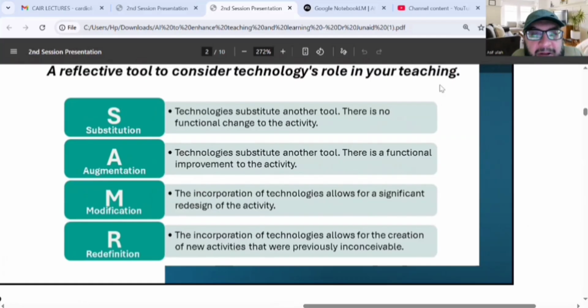SAMR: substitution: technology substitutes for another tool, there is no functional change to the activity. Augmentation: technology substitutes for another tool, there is a functional improvement to the activity. Modification: the incorporation of technologies allows for a significant redesign of the activity. And redefinition: the incorporation of technologies allows for the creation of new activities that were previously inconceivable.